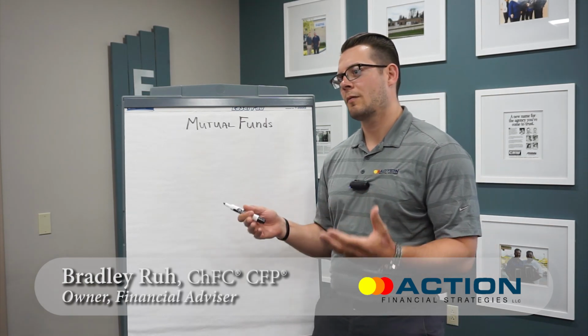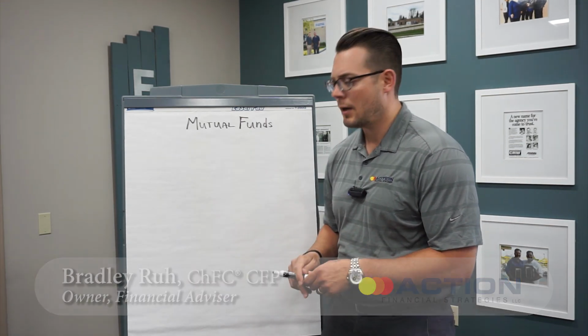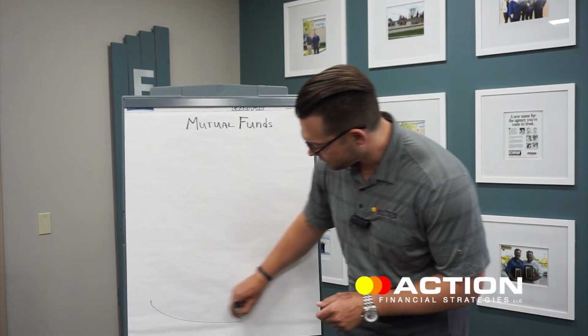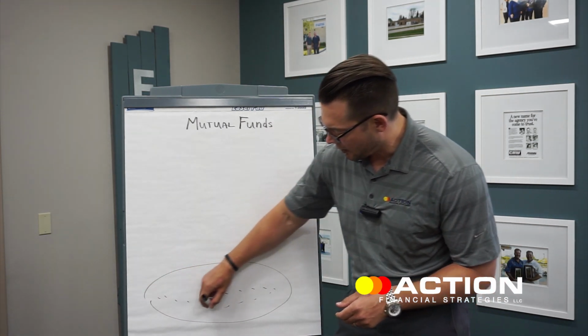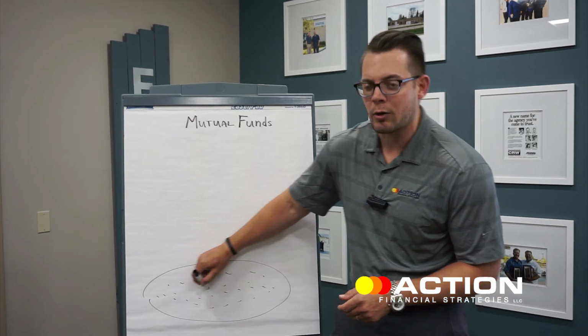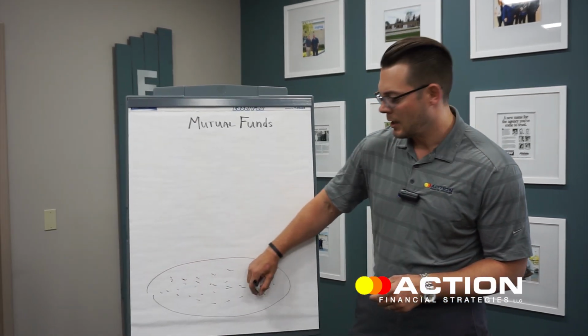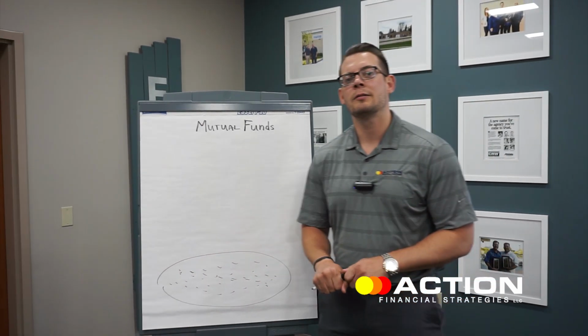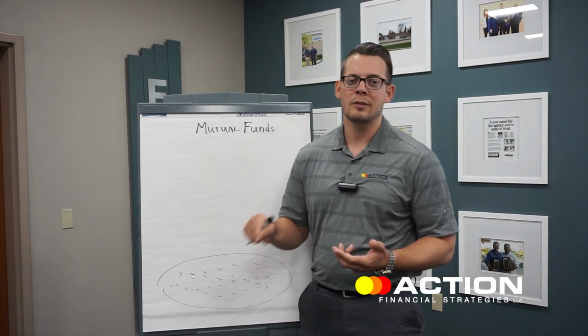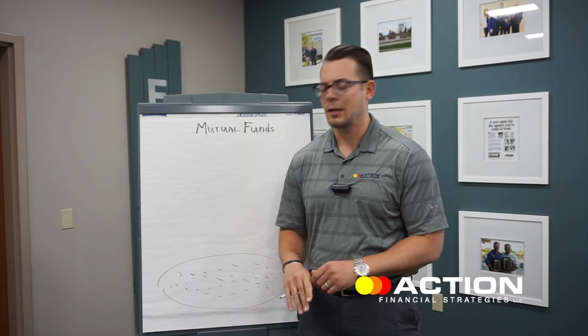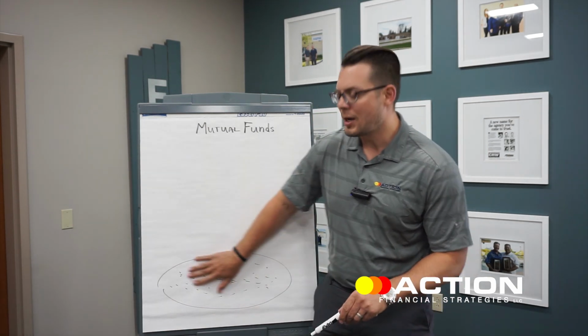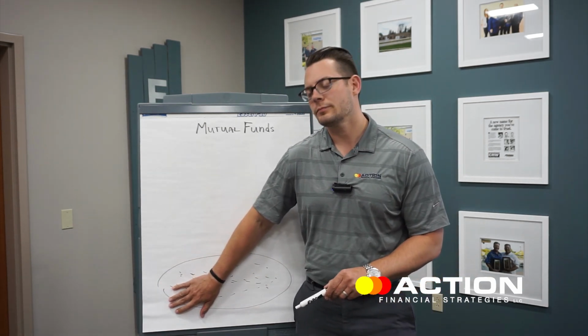Well, to put it very simply, if we could invest in the entire marketplace, which is represented here by this giant circle, and all these little dots. Let's assume that all these little dots are individual stocks, individual bonds, cash instruments, you name it. This circle will represent the entire market of things you can invest in.